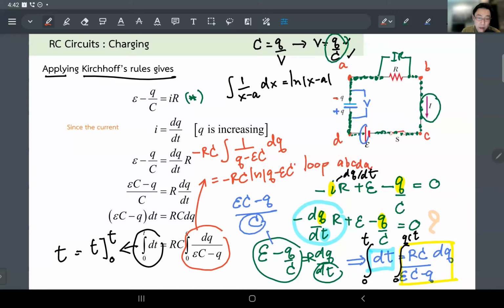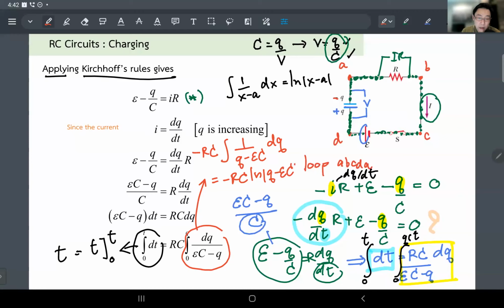Here. And the right side of this is purely on q. See that? Isn't that nice? So now it's your turn. Because now the left-hand side is purely t, the right-hand side is purely q. Now you can integrate on both sides.